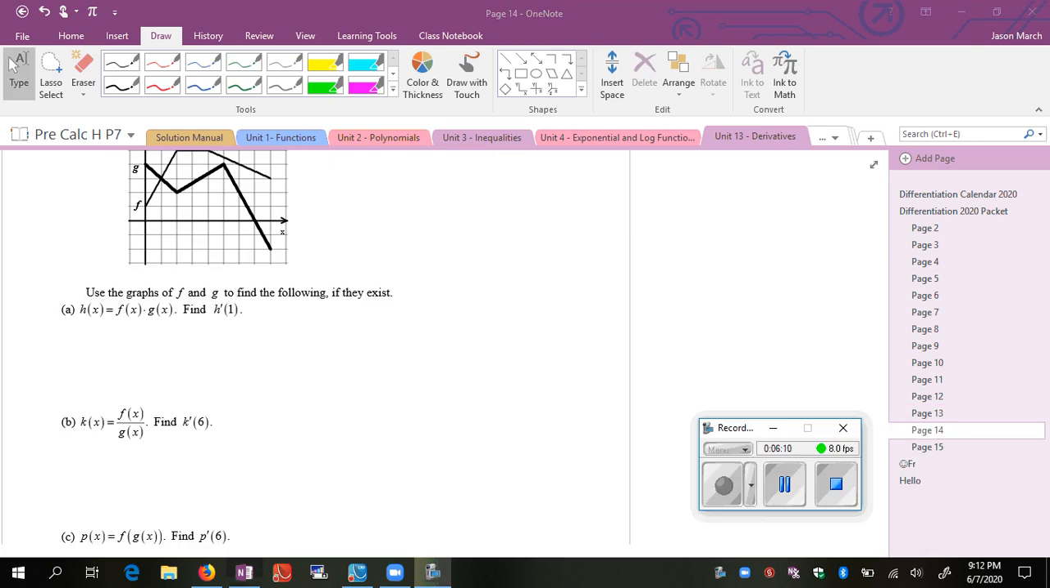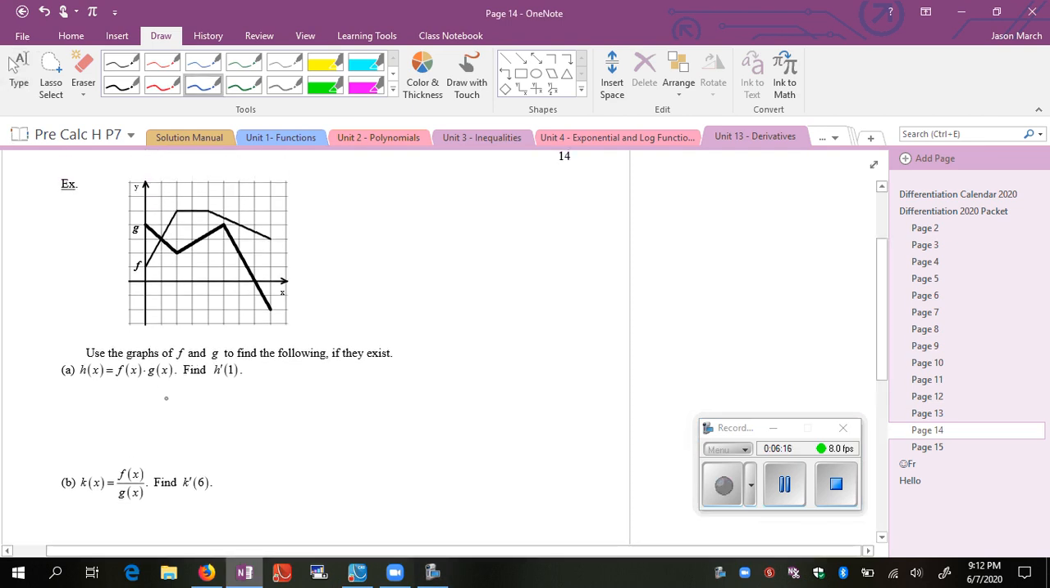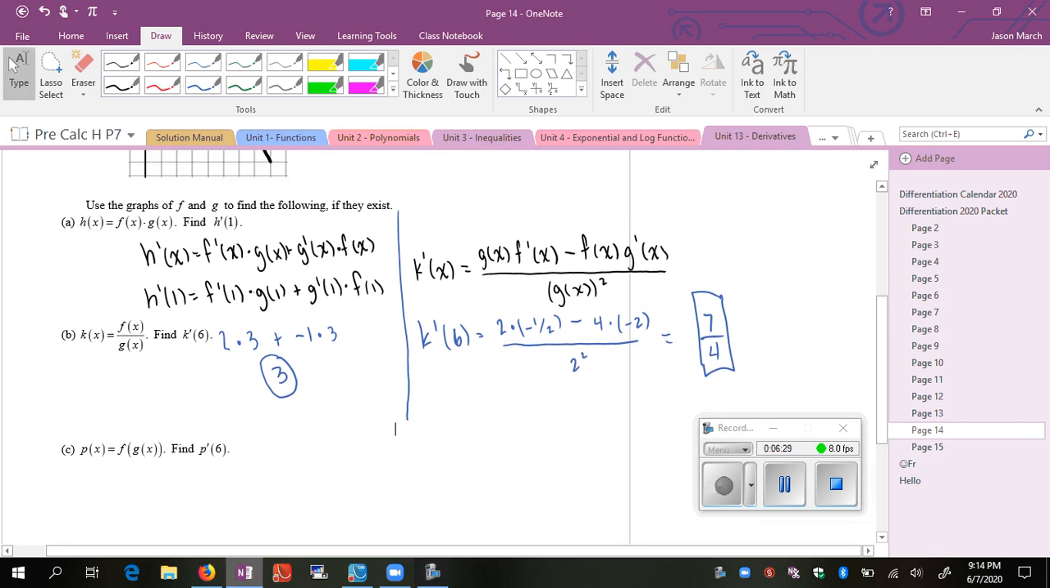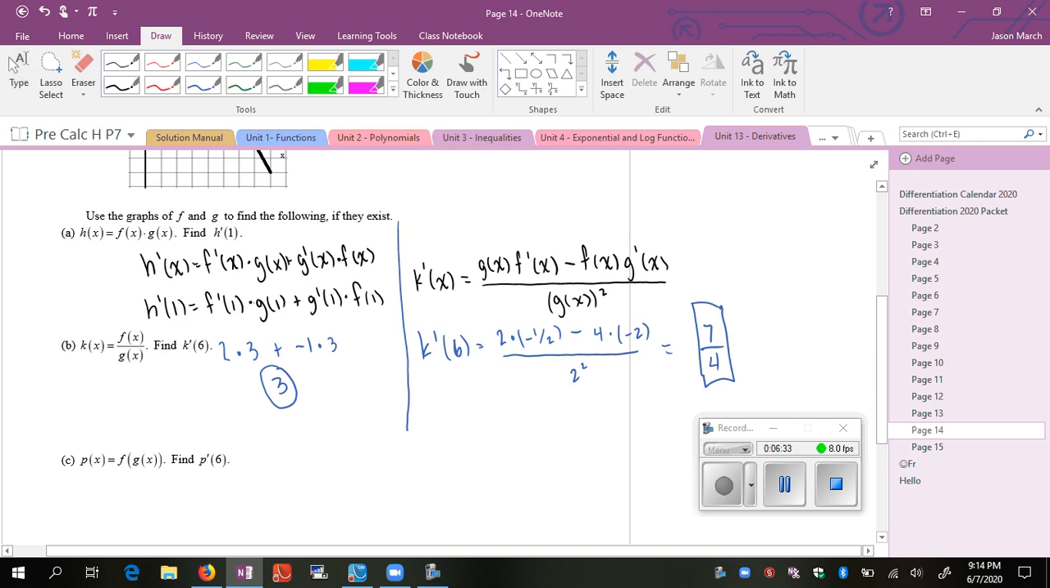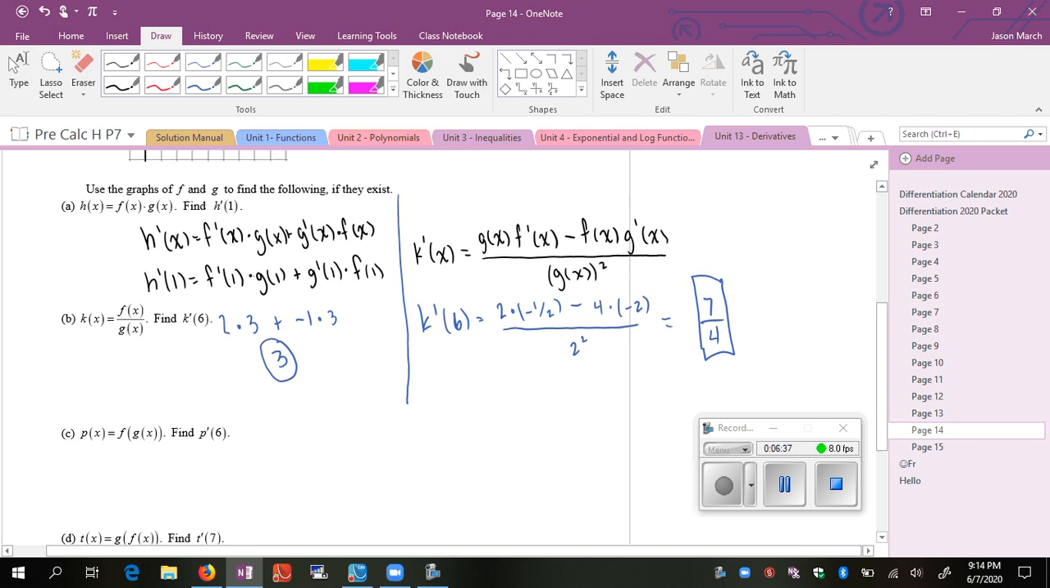Okay, so let's go to this page. H prime of 1, and H is defined as F times G. So this is a product rule question. Upon further examination, I realized that A and B are a repeat of a question earlier on in the packet, so I'm just going to copy and paste those answers here. Parts C and D, though, are chain rule questions.